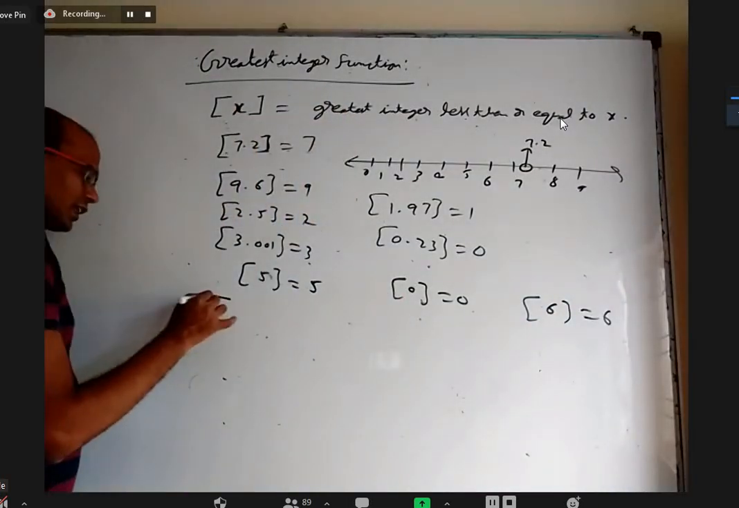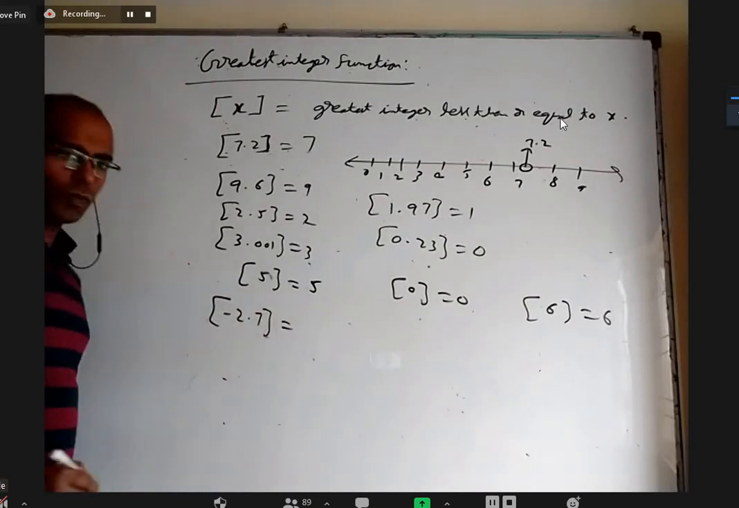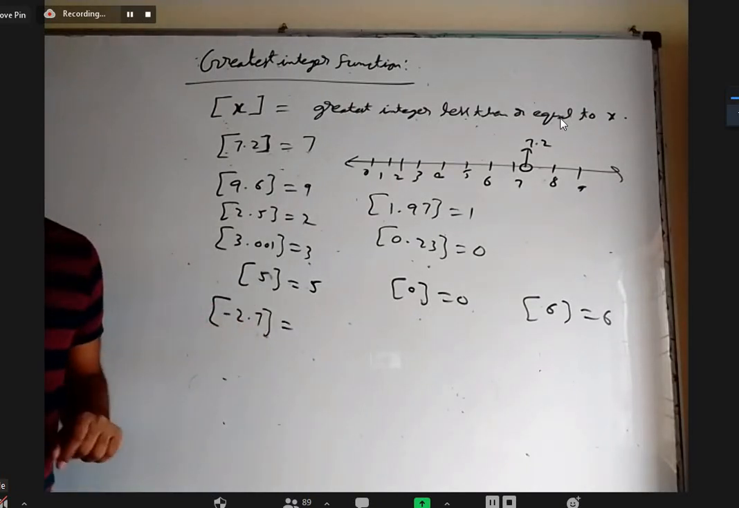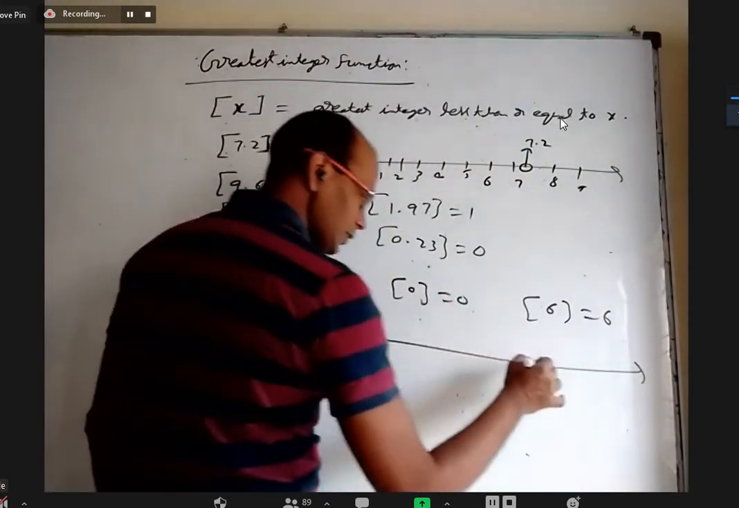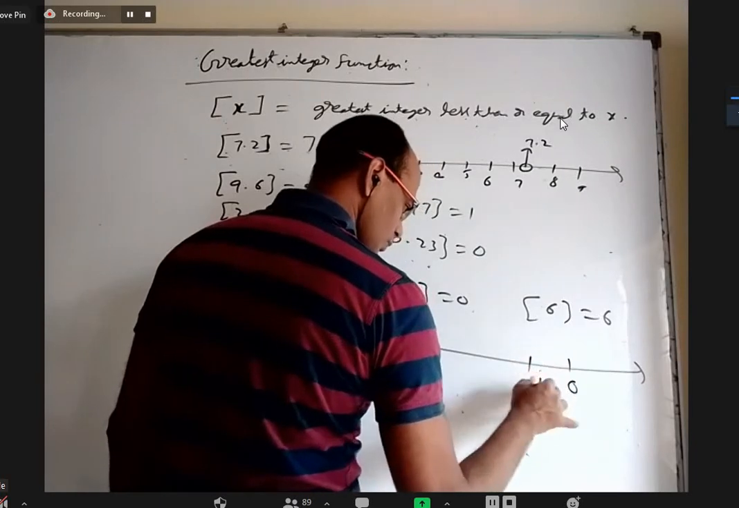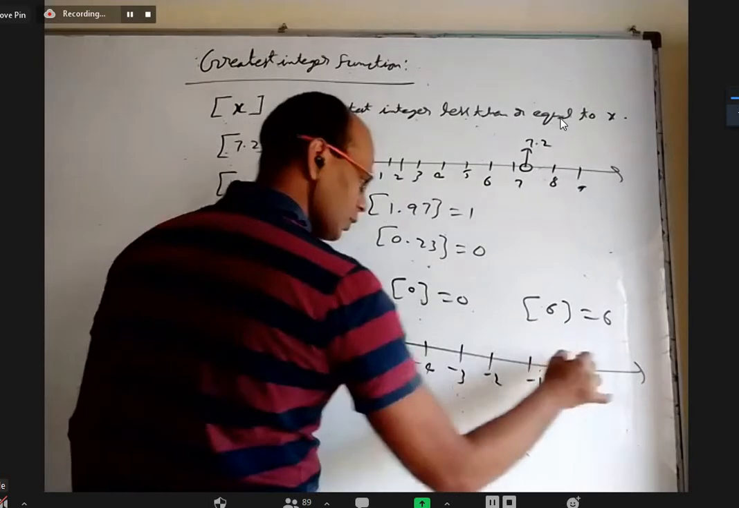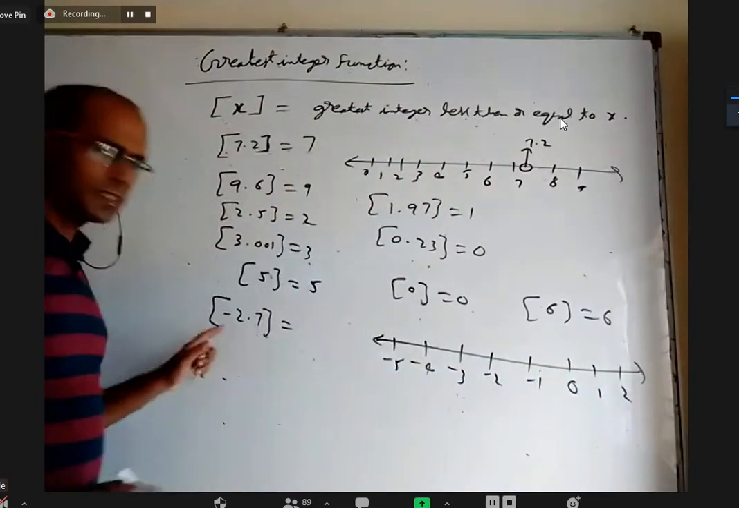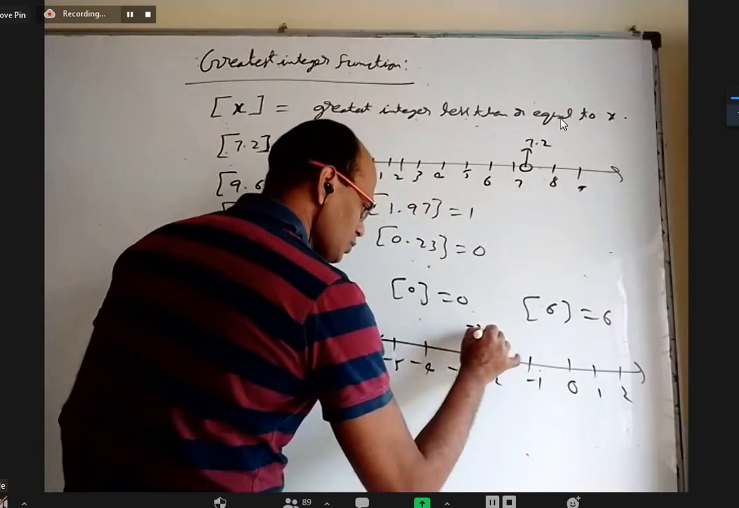But let us take negative numbers, minus 2.7. One should not say, forget about 0.7, it is minus 2. Minus 1? Minus 3. Let us see carefully. 0, minus 1, minus 2, minus 3, minus 4, minus 5, and 1, 2. Where is this minus 2.7? It will be here, minus 2.7.